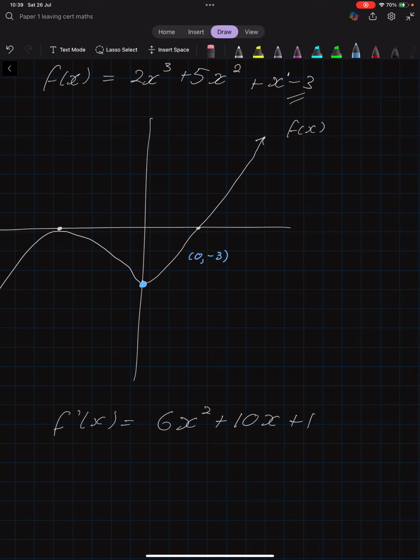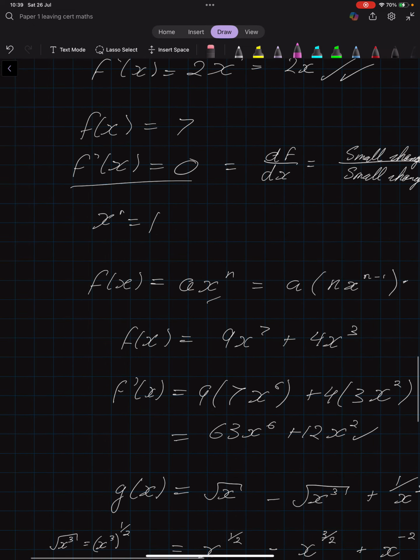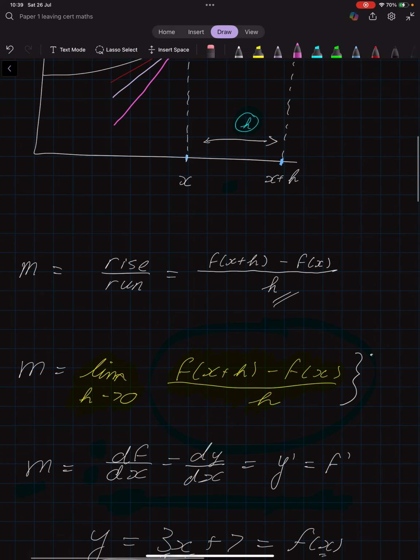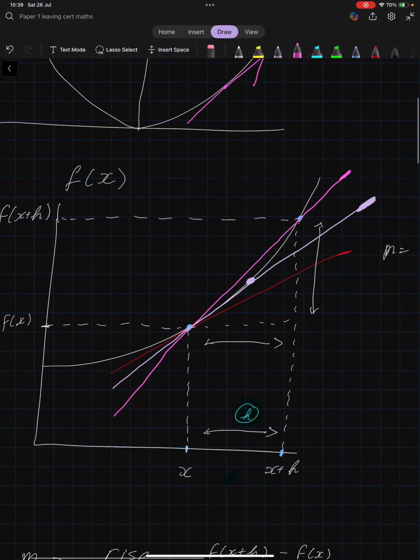And they're saying, find the slope of the tangent. The slope of the tangent is basically the slope along that line, okay? So, back up here when I was drawing these lines, they're all tangents. Sorry, and the red line is a tangent.